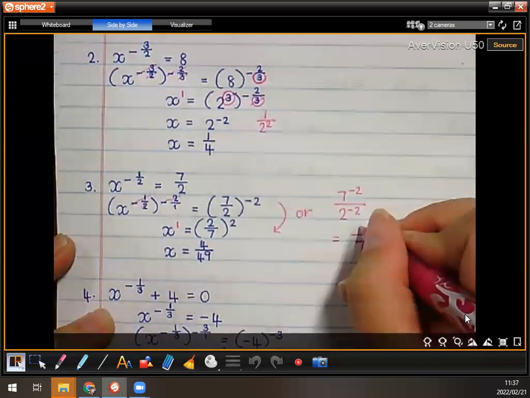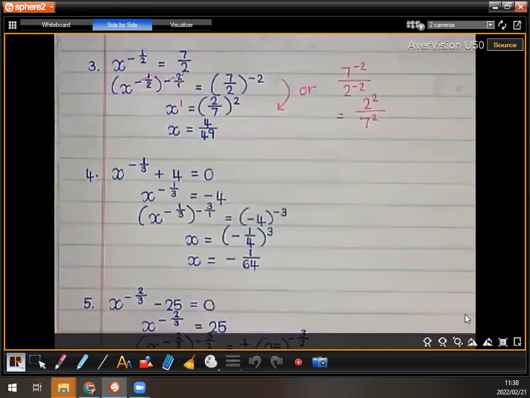Or what you could have done, you could have said that it is 7 to the negative 2 over 2 to the negative 2. You could have done that as well, right? Because the whole fraction raised to the power, take the numerator and denominator by exponent. But do we like having negative exponents? In order to make those exponents positive, we must move them. So for this 7 exponent to become positive, it has to go to the bottom. And this 2 to the negative 2 currently at the bottom must move to the top to make that exponent positive. And then we'll get the same answer. Okay, you can decide how you want to do that.